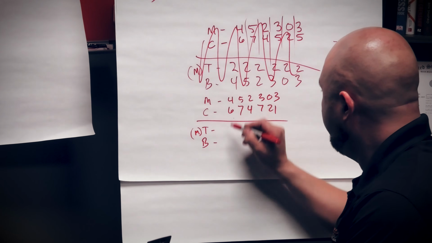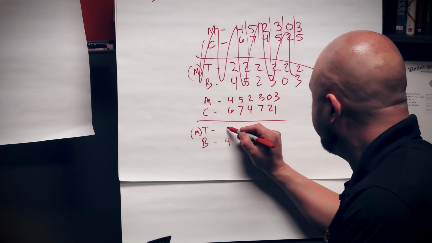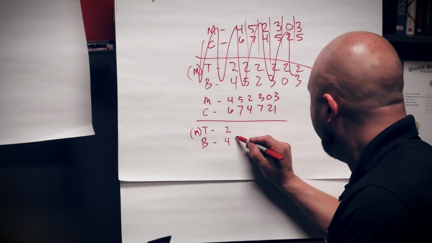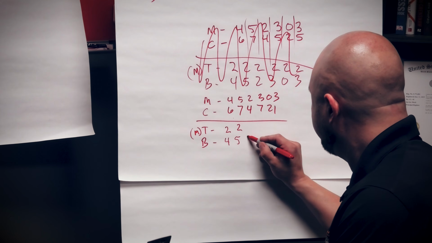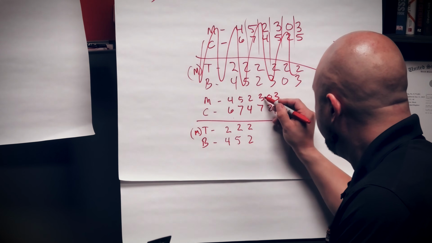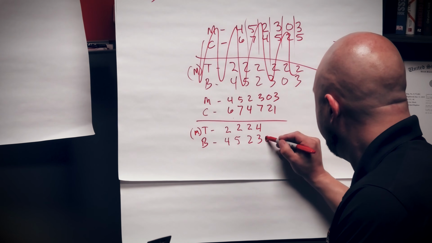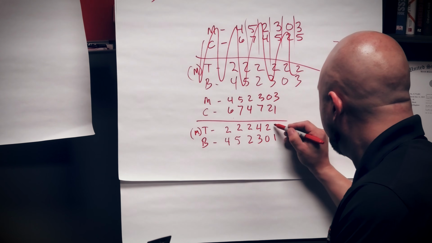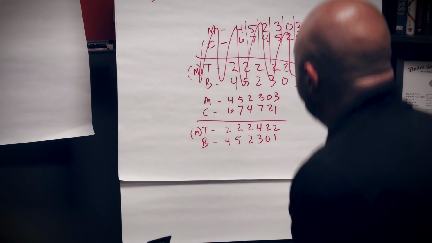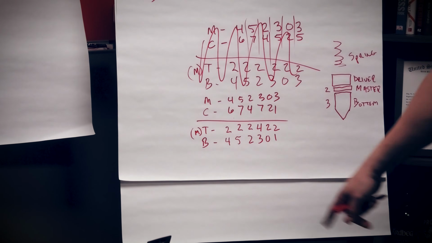Okay. Lowest is a 4, difference is a 2. Lowest is a 5, difference is a 2. Lowest is a 2, difference is a 2. Lowest is a 3, difference is a 4. Lowest is a 0, 2 is the difference. Lowest is a 1, 2 is the difference. I think that's the only thing that changed in there.